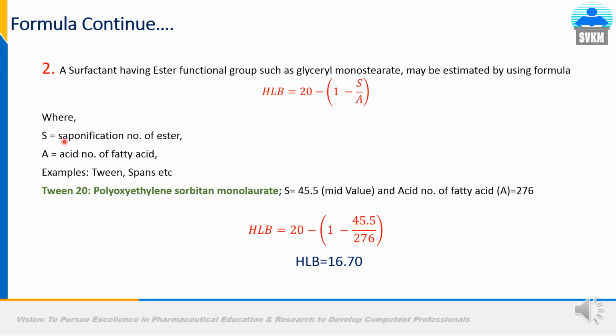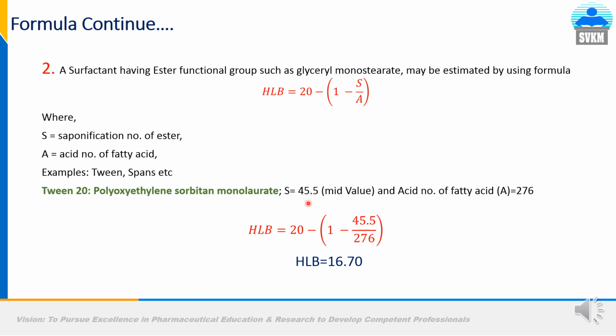Here S is the saponification number of the ester, and A is the acid number of the fatty acid. Examples are Tweens and Spans, whose HLB values we can generally calculate using this formula. Let us take an example: if we want to calculate the HLB value of Tween 20, we know that Tween 20 is polyoxyethylene sorbitan monolaurate.